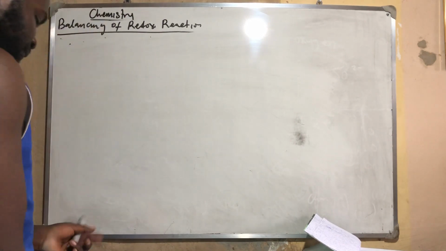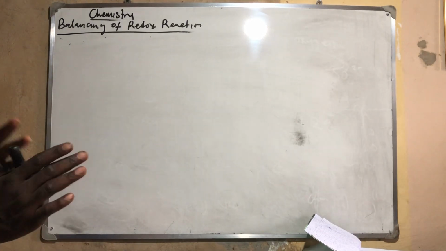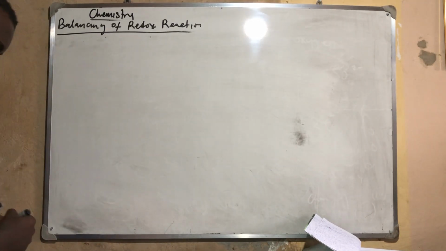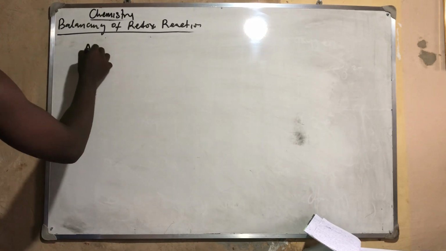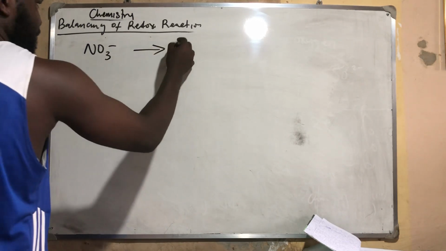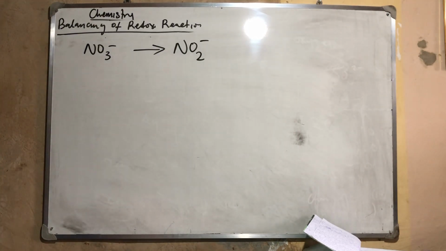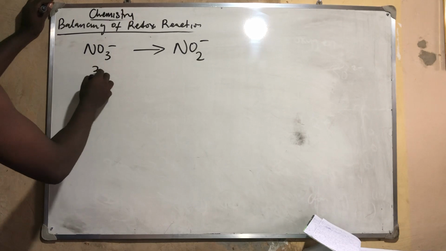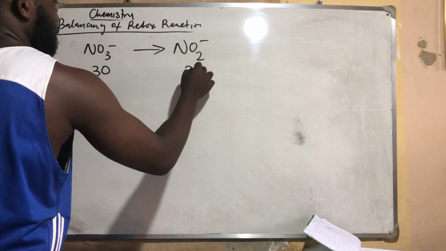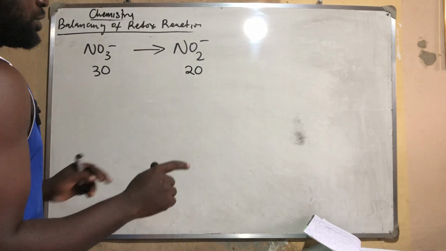The first thing we do is to add water to the side with lesser oxygen. So if I have NO3 minus to give us NO2 minus, the number of oxygen here is 3, and the number of oxygen here is 2. So this is greater than this by 1, so we are adding only 1 molecule.